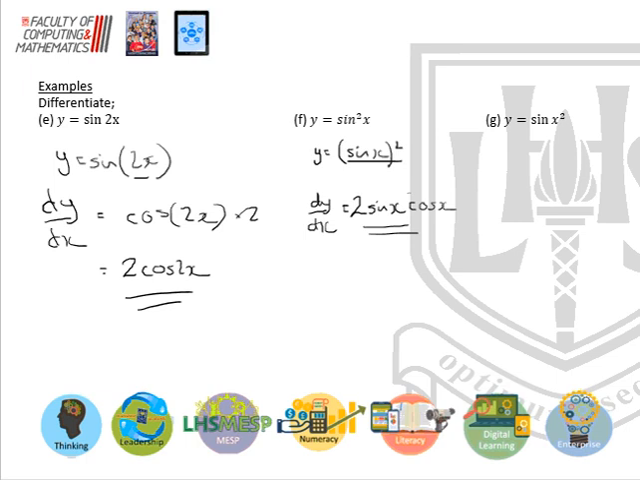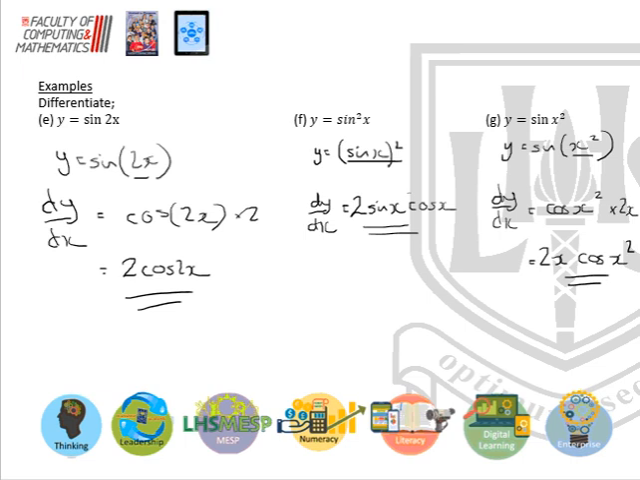Then the last one is very similar. I've used sine in every case here just so you can see how similar they all look. That means that it's sine of x squared. Covering up the x squared is just going to mean your derivative is cos of x squared. But then when you go back in and differentiate your bracket, x squared becomes 2x. So dy by dx is 2x cos x squared.